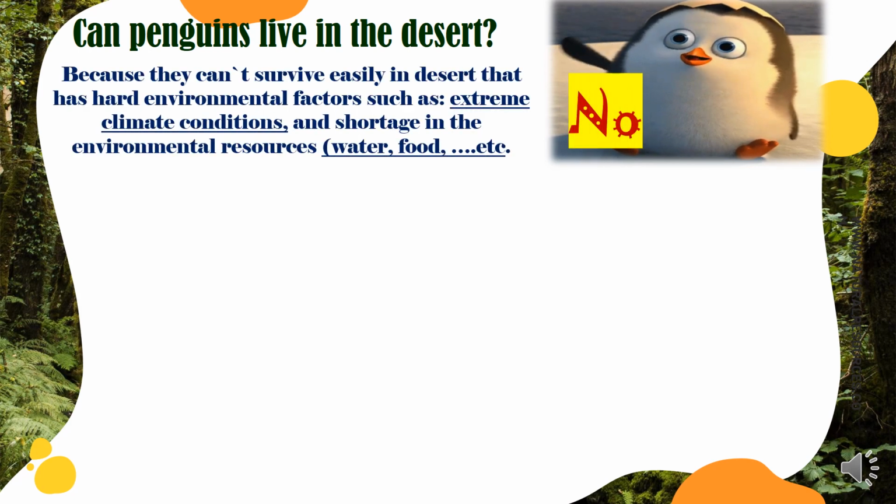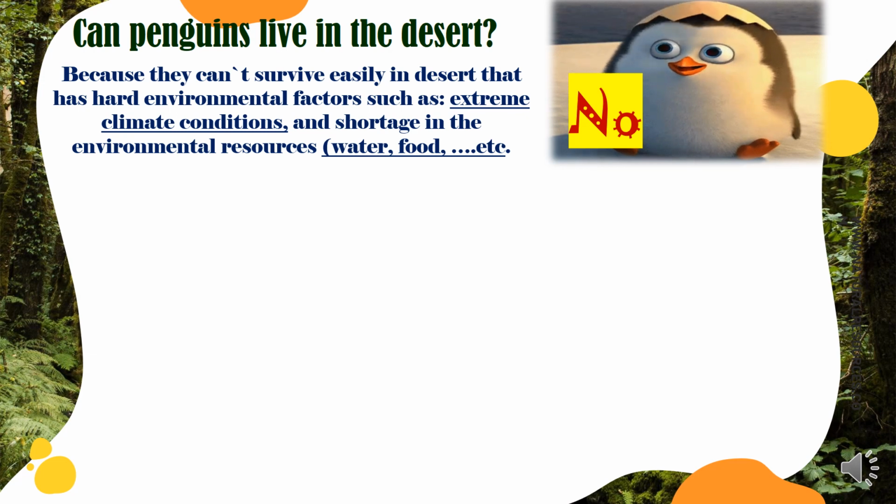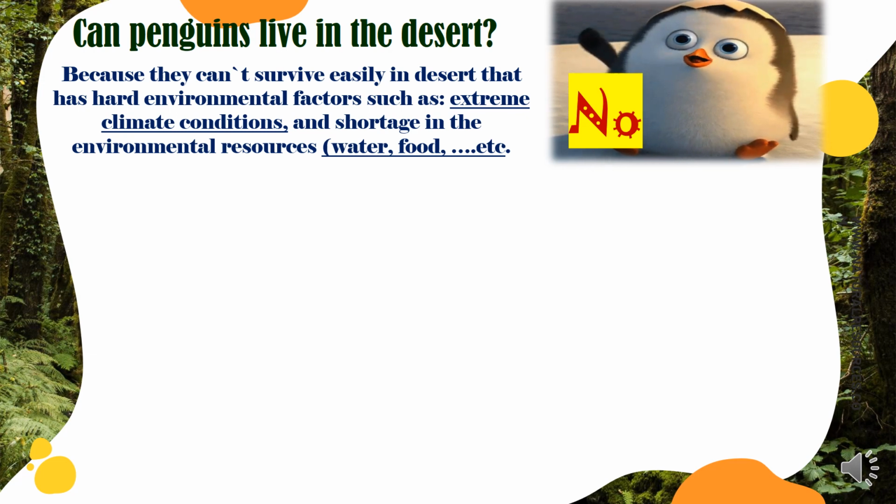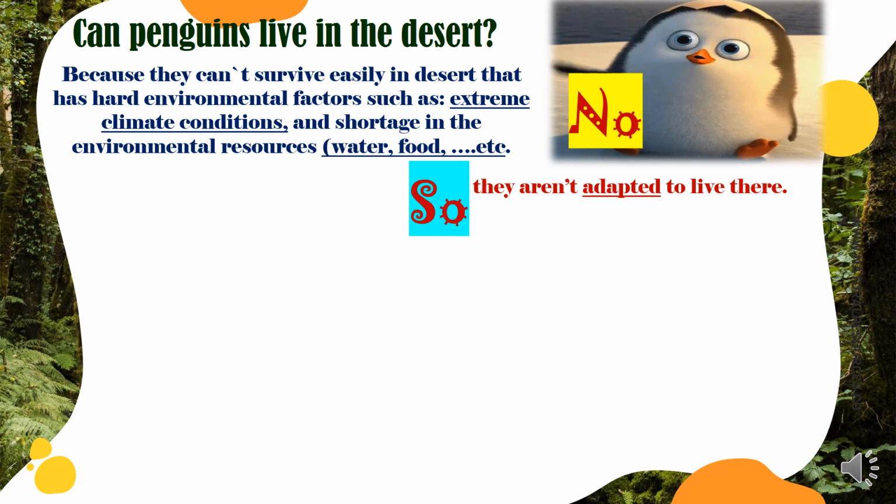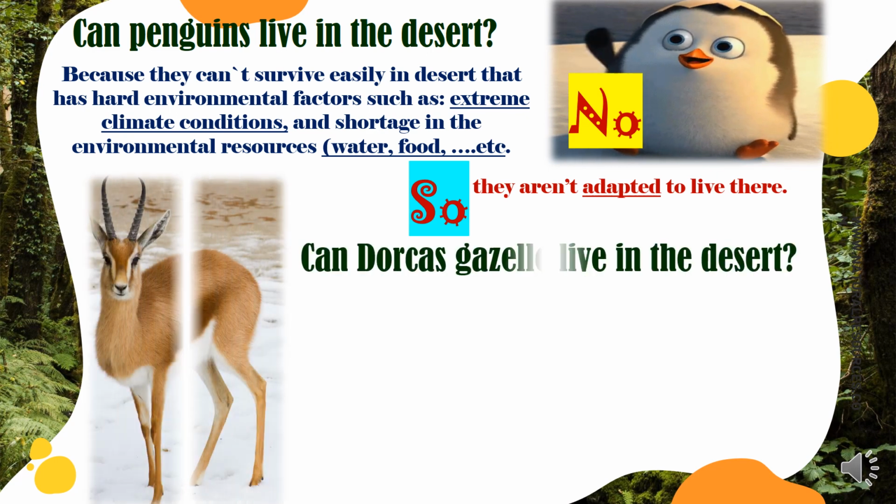Because they can't survive easily in the desert that has hard environmental factors such as extreme climate or weather conditions and the shortage in the environmental resources. Shortage means less, and the environmental resources such as water, food, and so on. So, penguins aren't adapted to live there.